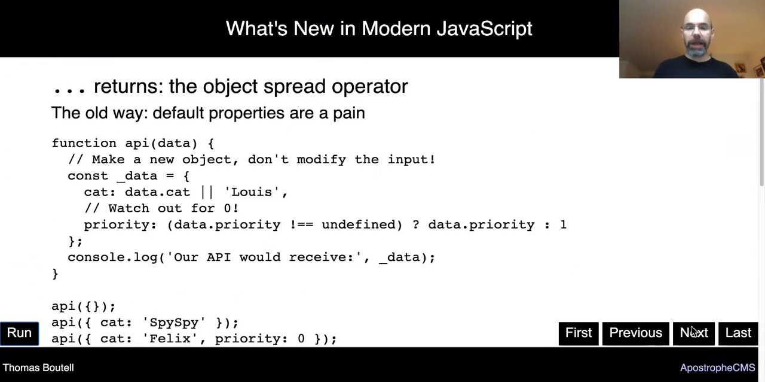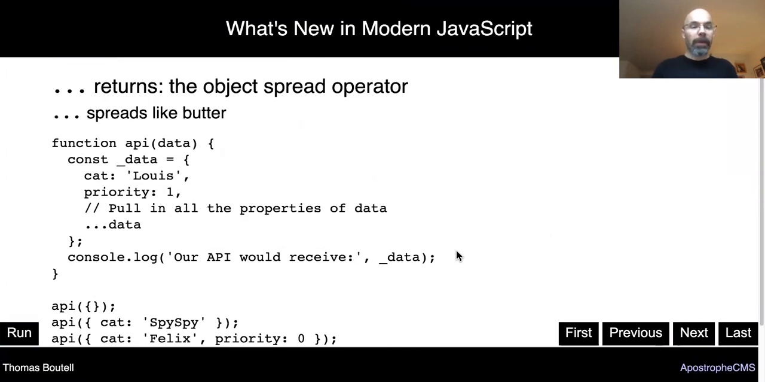So let's look at making this elegant. With the spread operator, we can say, here I am making a new object, underscore data. And here I am deciding, you know what, for the rest of the properties of this object, I just want you to smash in this other object.